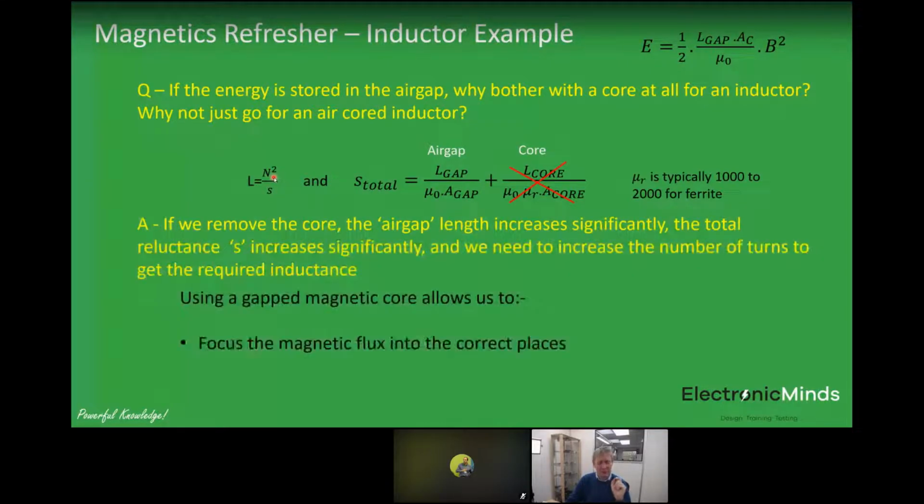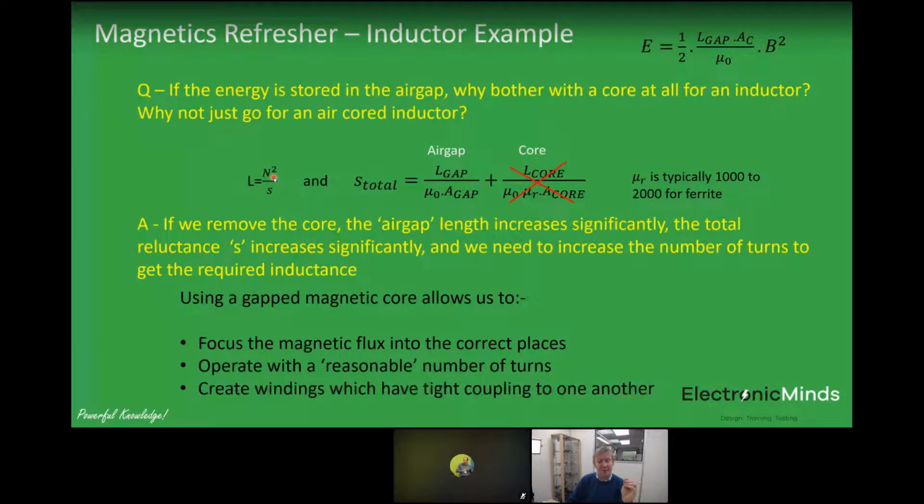So using the gapped core allows us to focus the magnetic flux into exactly the right places to store the energy where we want to. We can operate that design with a reasonable number of turns. And we can create windings which have a tight coupling to one another, because remember, we can focus the flux to where we want it to be. So it allows you to get to low leakage inductances as well. So those are the fundamental reasons why we want to use a core in our magnetic component.